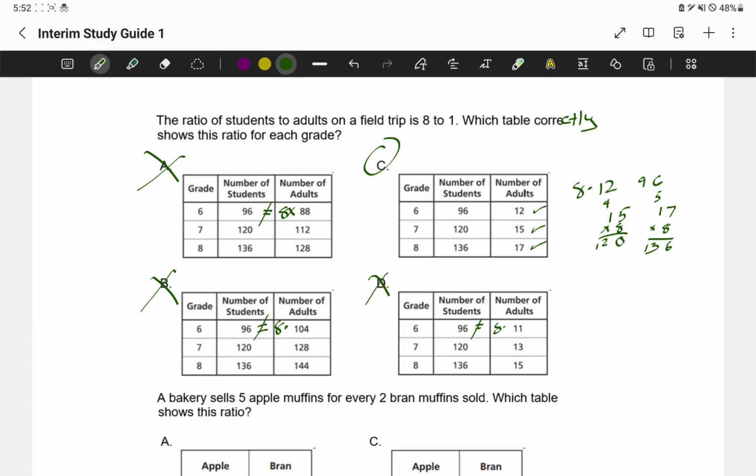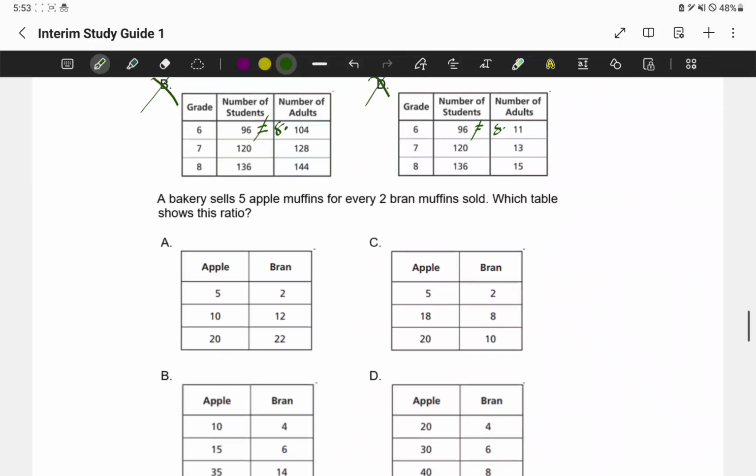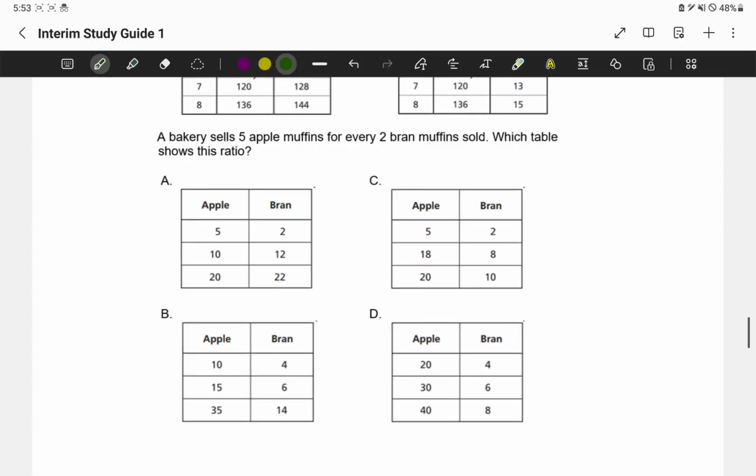Okay. There are 8 more students, 8 to 1. So there's 8 students for every 1 adult. So it should be 8 times bigger. All right. A bakery sells 5 apple muffins for every 2 bran muffins sold, which correctly shows this ratio. So 5 to 2. Well, 5 to 2.